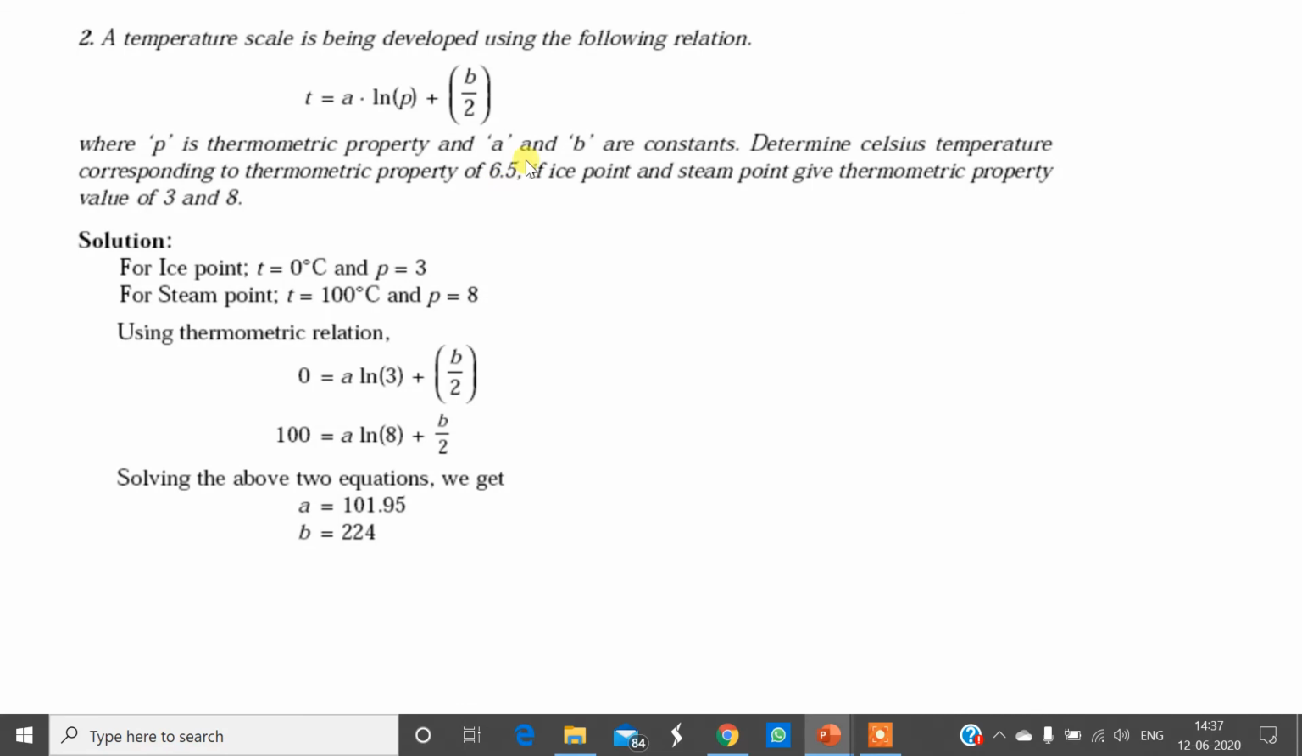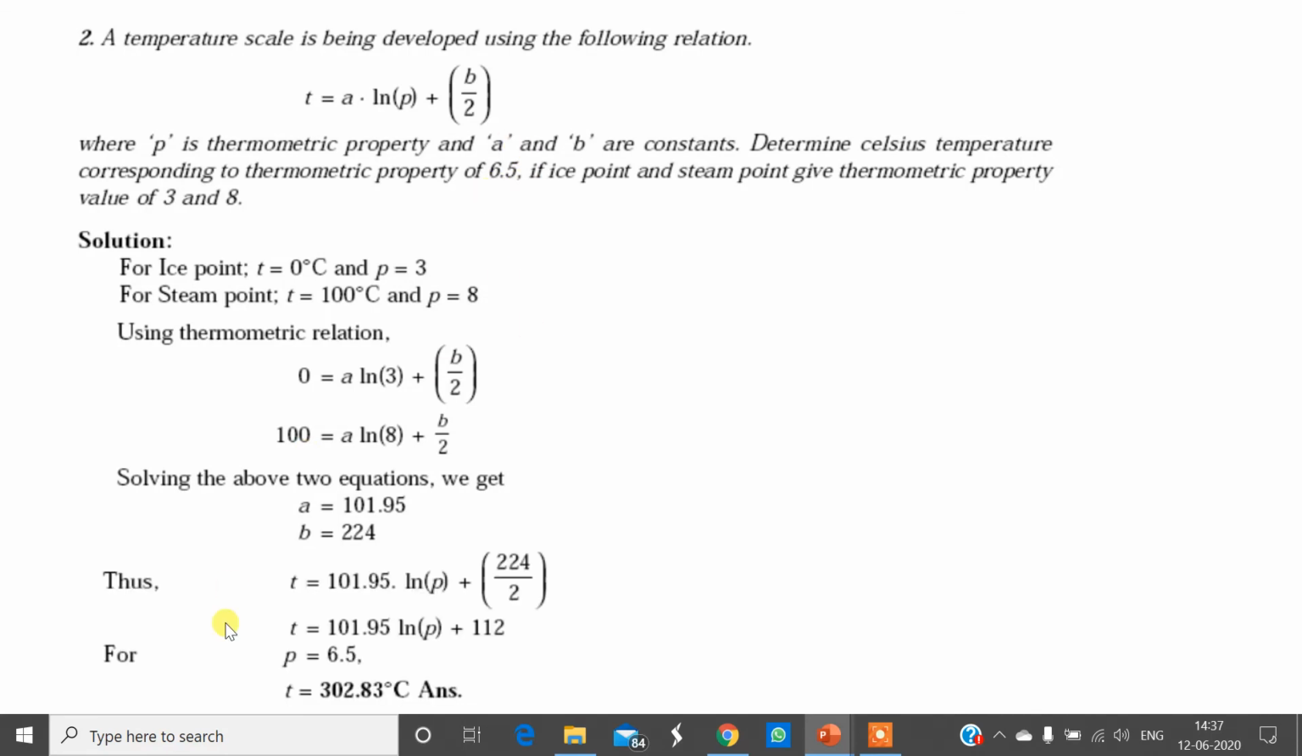Now substitute these values in the equation, considering P as 6.5. With 101.95 as the value of A and 224 as the value of B, putting P equal to 6.5, we get T equal to 302.83.